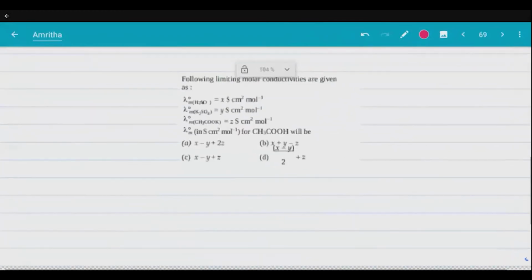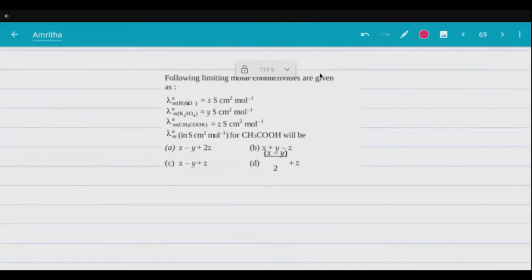Now, this question. Limiting molar conductance. What does limiting mean? Limiting means infinite dilution. This is the maximum molar conductivity. Conductivity always increases upon dilution, no doubt. Limiting means maximum. You can't get more than this, no? So you can write this as limiting here.